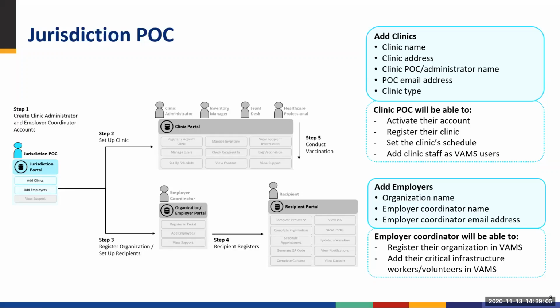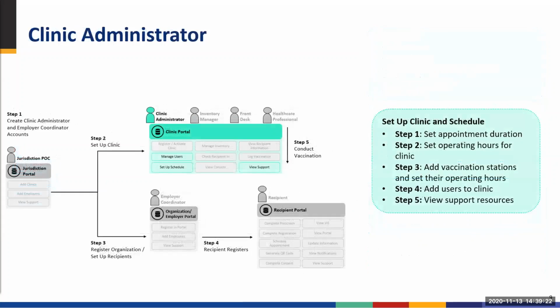So now that I've added a clinic and organization in VAMS, let's transition over to Highland Clinic, where I will also be playing the role of Kiera Copeland, the clinic's administrator, and I will show you how I'm going to set up my clinic in VAMS. So as a clinic administrator and point of contact for my jurisdiction, I will use VAMS to set up my clinic so it appears for recipients when searching for a clinic to select and schedule their vaccine appointment.